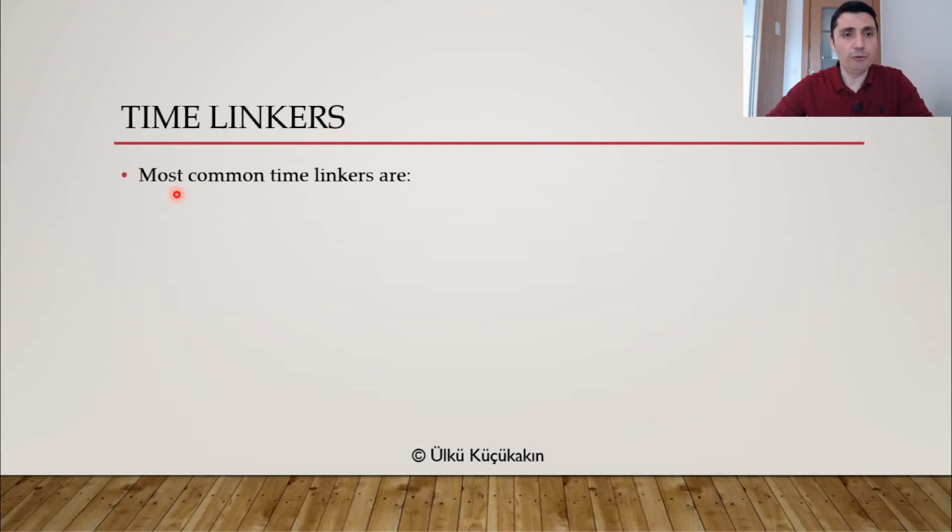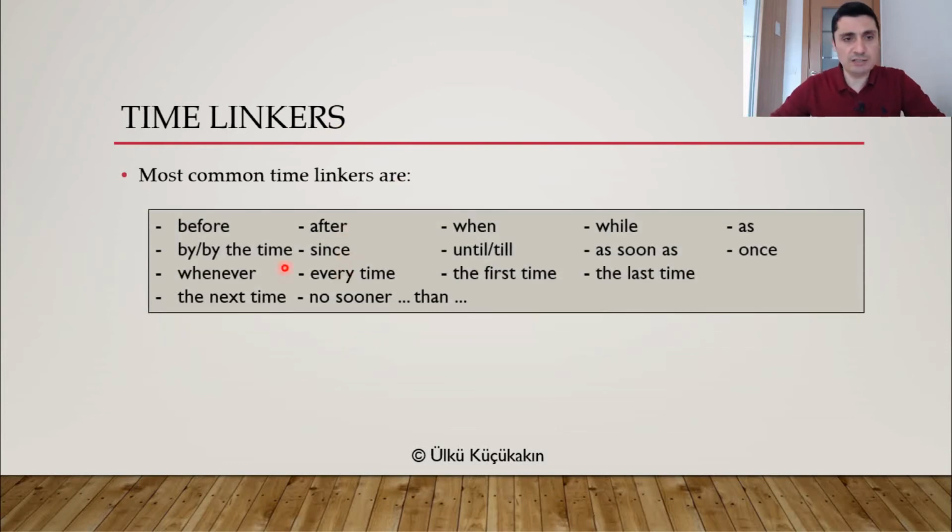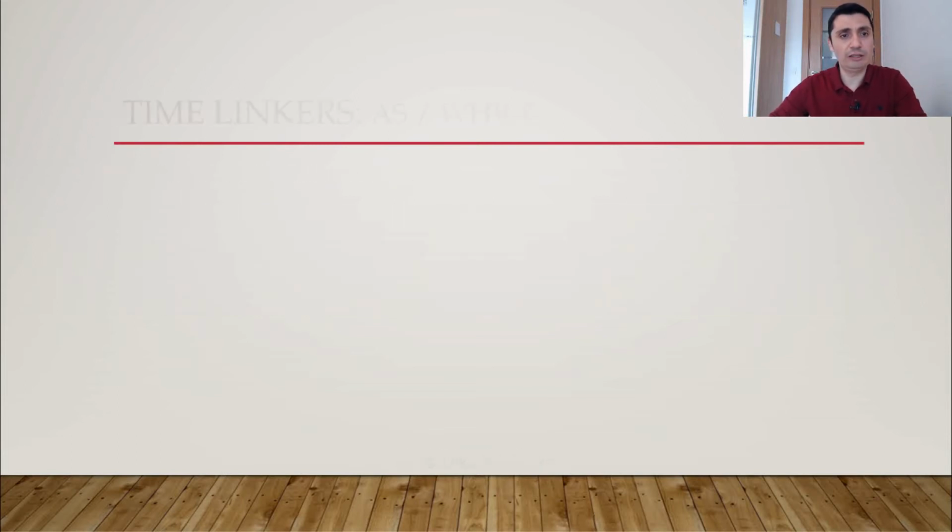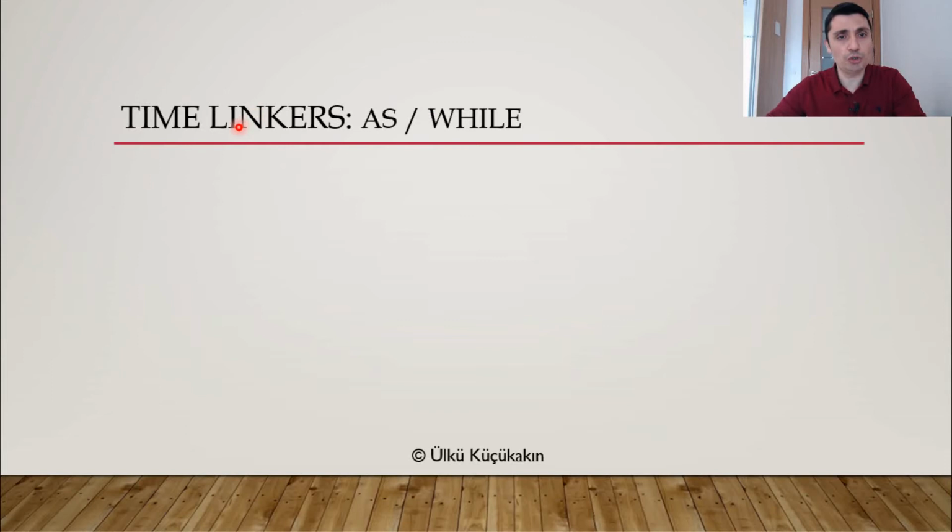So most common time linkers are these, everyone. Before, after, when, while, and as, by the time, since, until, till, as soon as, once, whenever, every time, the first time, the last time, and the next time, and finally, no sooner than. Like I said, we have already covered many of them, but there are also some we haven't covered in the tenses part. So we will have a look at them in two short lessons.